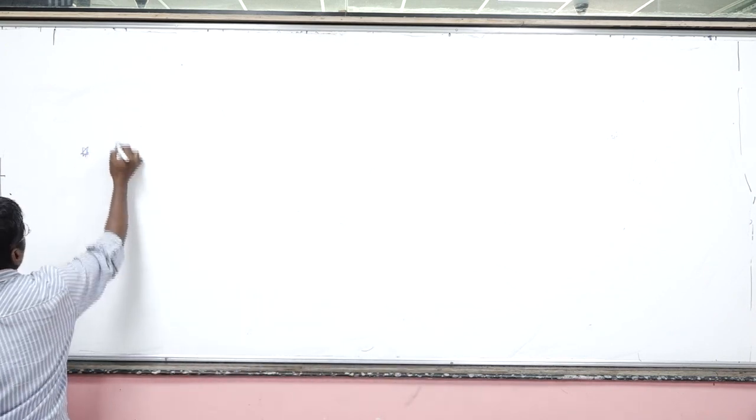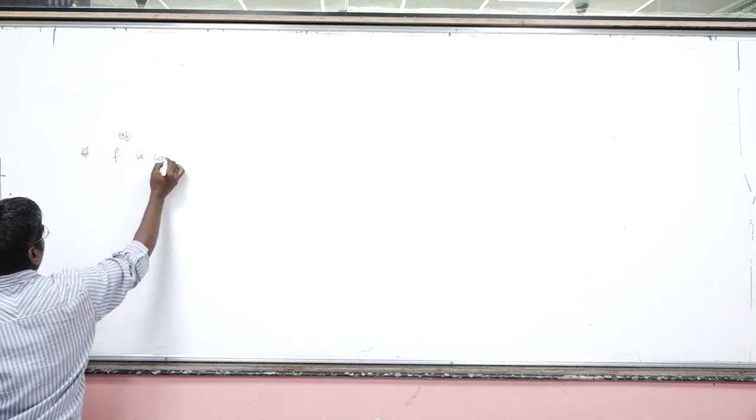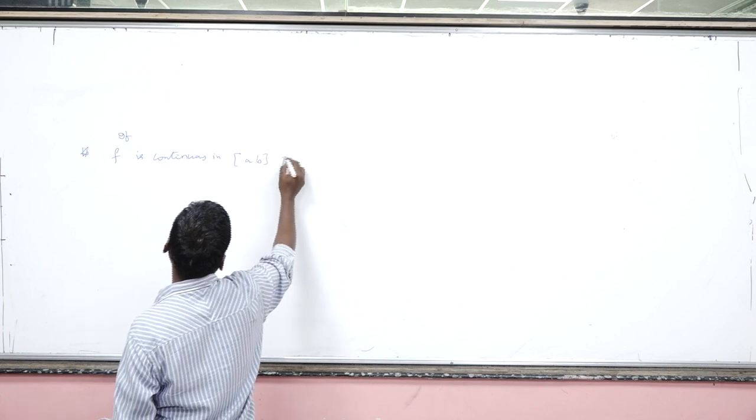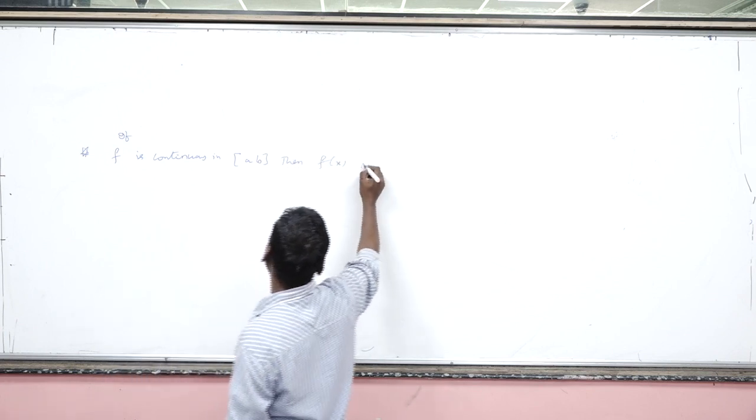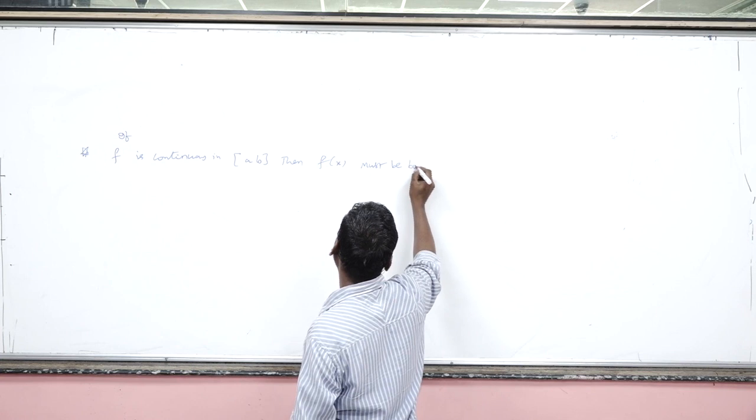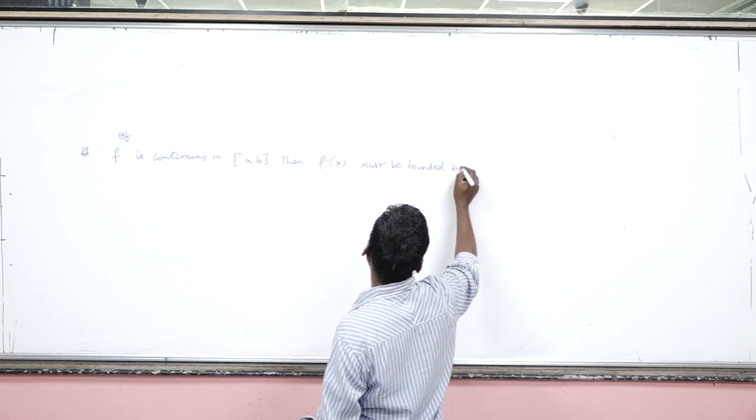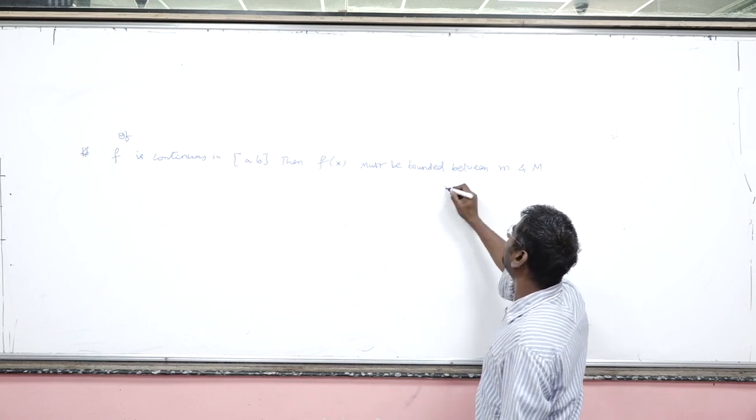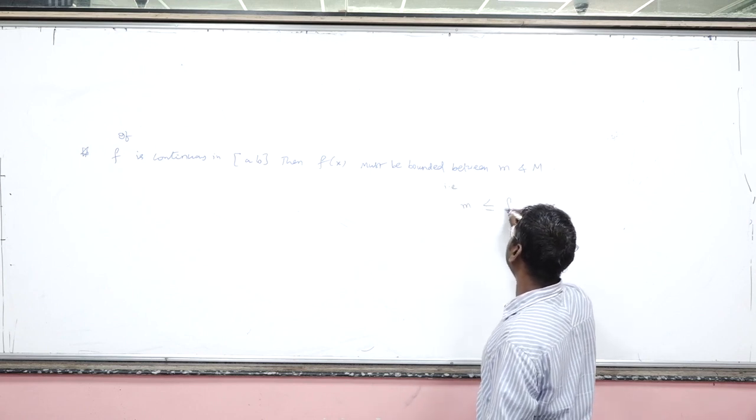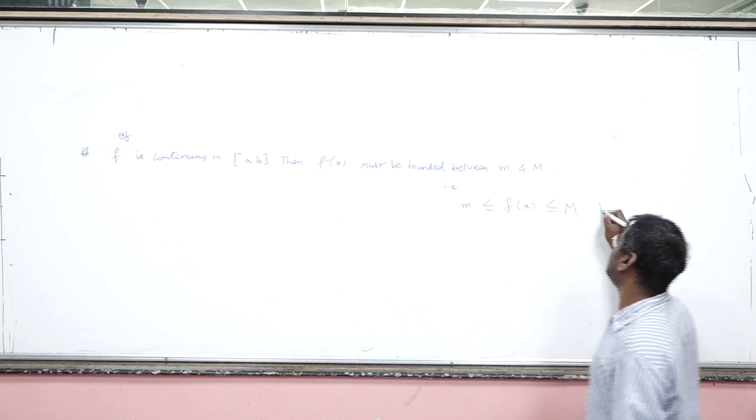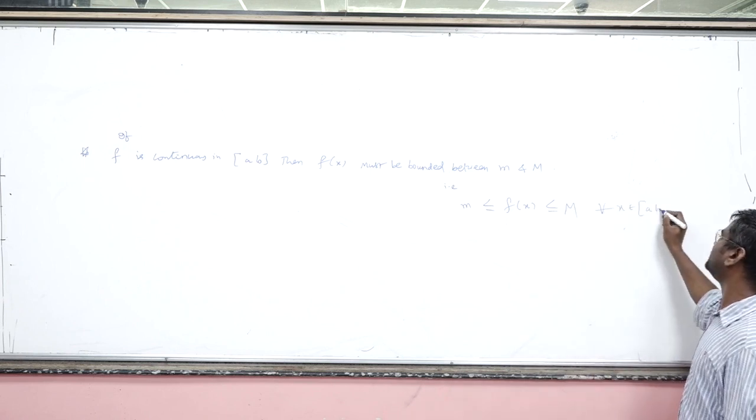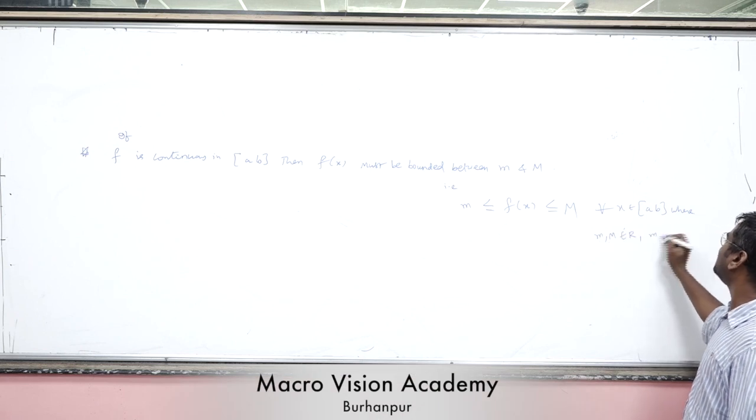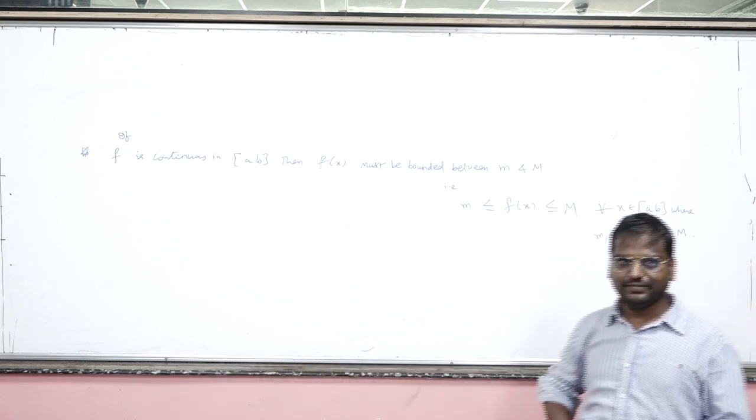Second important principle. One IIT question was given based on this. If f is continuous in closed a to b, then f of x must be bounded between two real numbers, between small m and capital M. That is, bounded means what? Small m less than or equal to f of x less than or equal to capital M for all x belongs to a to b, where m comma M are real numbers. I am assuming m less than or equal to M.